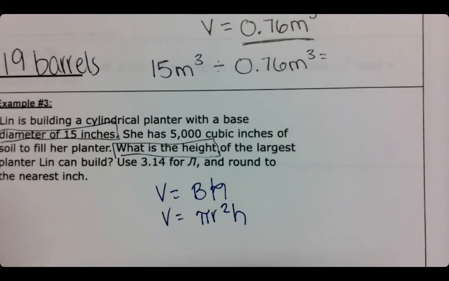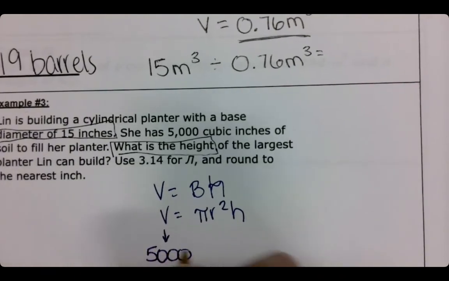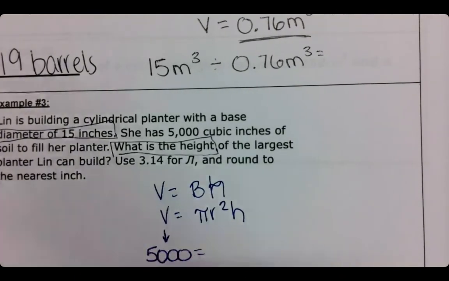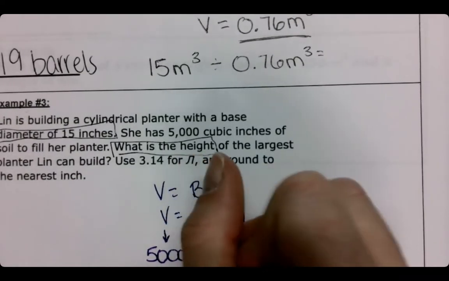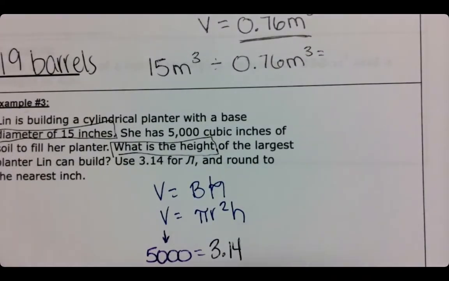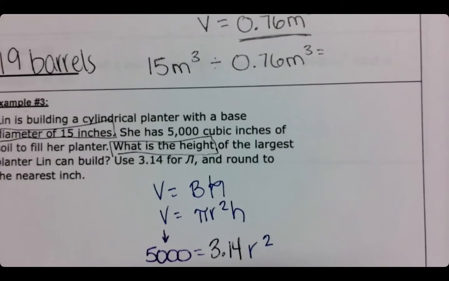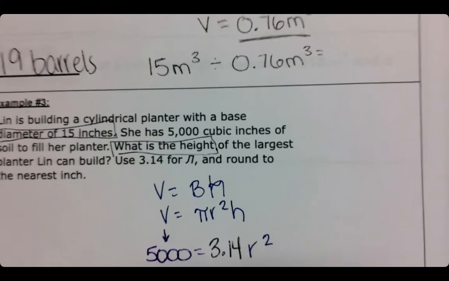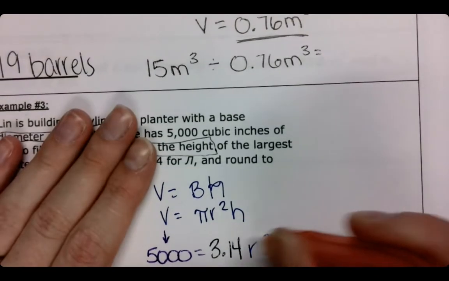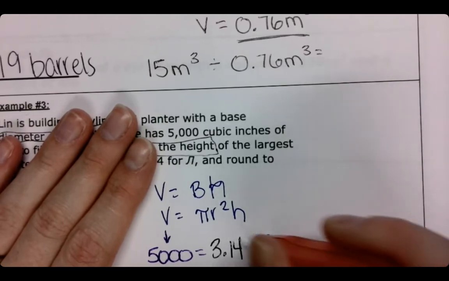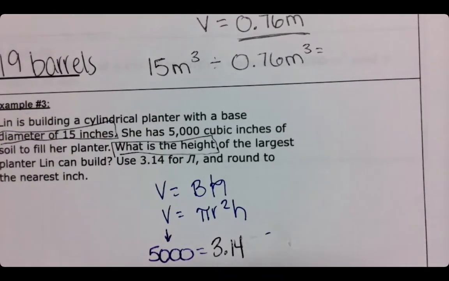So they're actually telling us that our volume is 5,000. We use 3.14 for pi, right? We don't know what r squared is. We don't know what the radius is. Oh, I'm sorry. We do know what the radius is. My bad. Let me take that out. Why did I get that wrong? Because we know what the diameter is, which means we know what the radius is. Oh, there we go. All right.